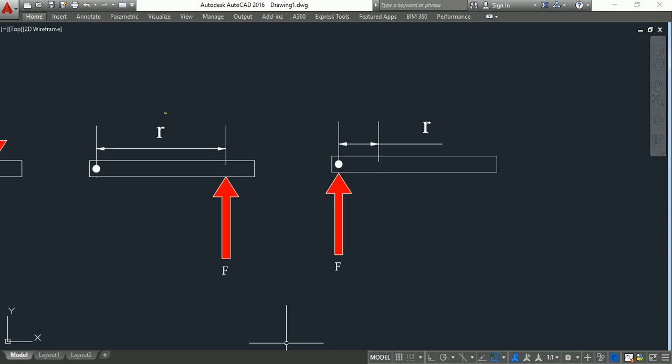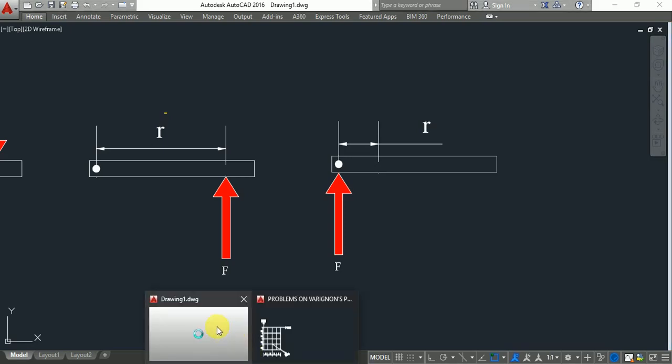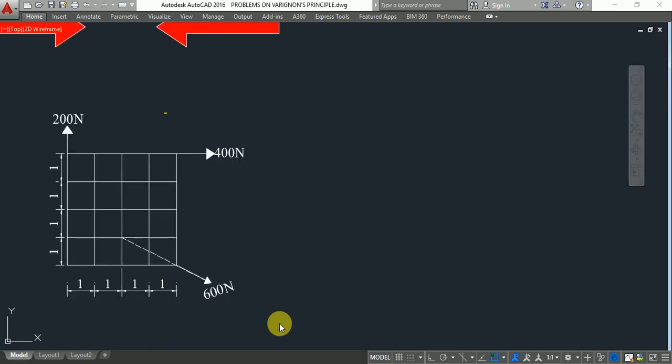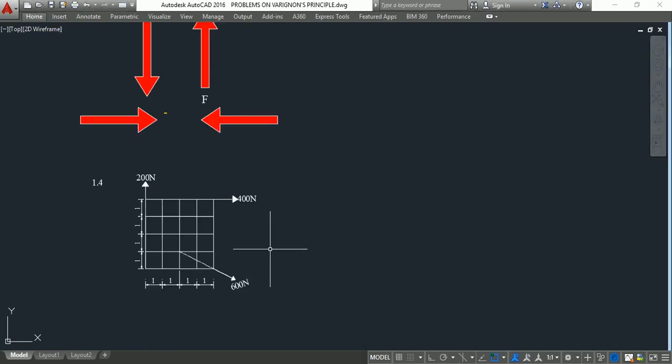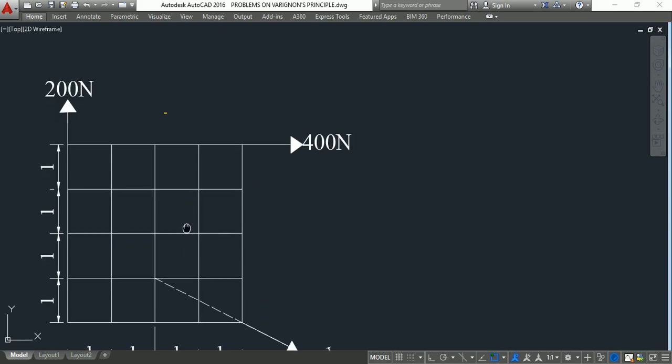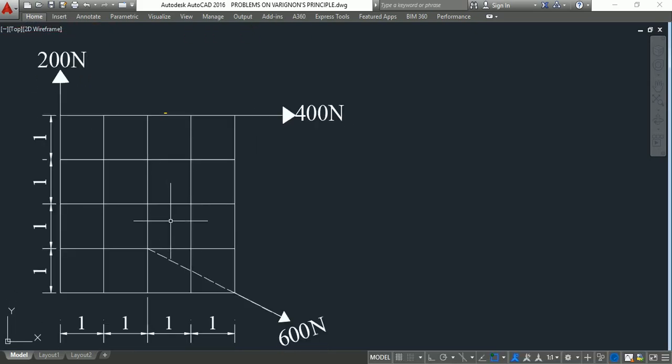So let us go to the problem now. So now I am choosing this as my point. See here, this 200 Newton force, when I extend it, is passing through this point only. That's why there is no moment here. And now let us resolve this 600 Newton. How to resolve this one?